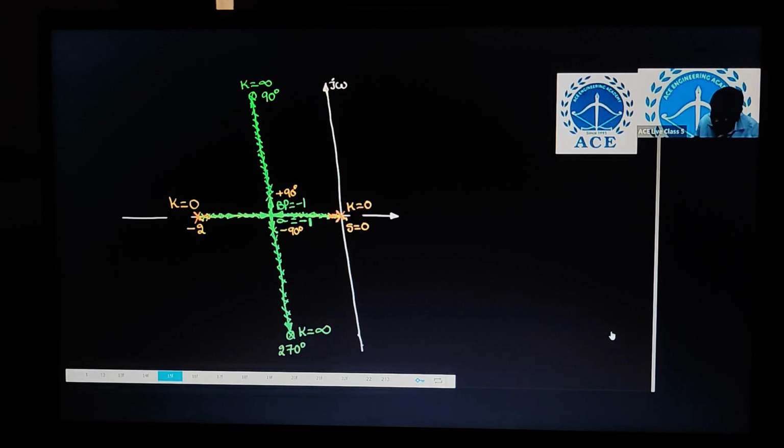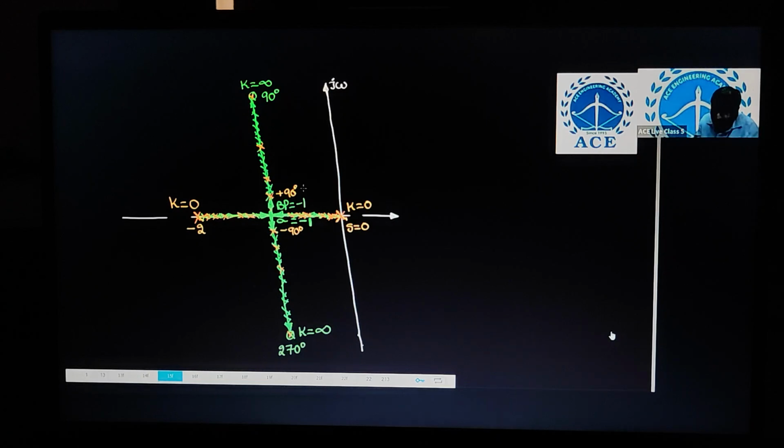K slightly increased, this pole comes to the left, and the other is slightly moving right. Stable or unstable, anybody? K greater than 0 means one pole slightly coming left, another pole already in the left. Is it stable or unstable? 100% stable. Still K increases, both are in the left, stable. It collides and leaves, stable. Still K increases, stable. Up to what? Infinity.